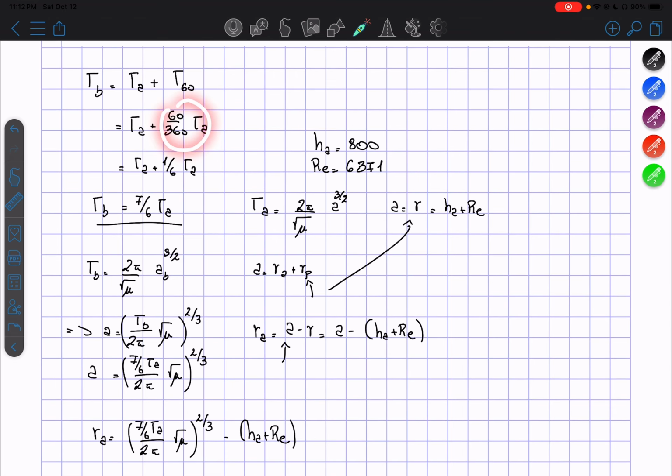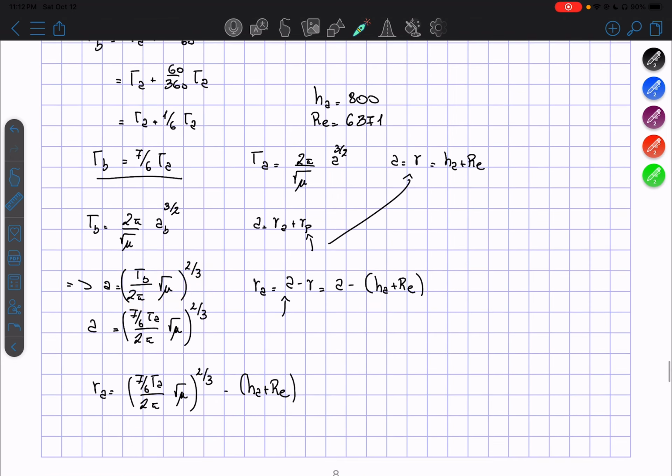TA is equal to 60. Oh, sorry, TB is equal to this thing here. These are all the same units here, same units here. Now I solve this for A, which is simply going to be TB divided by 2 pi times the square root of mu, at the power of 2/3. That's fair enough. And TB is equal to this, so I just plug the same units in. Now as opposed to TA, 7/6.